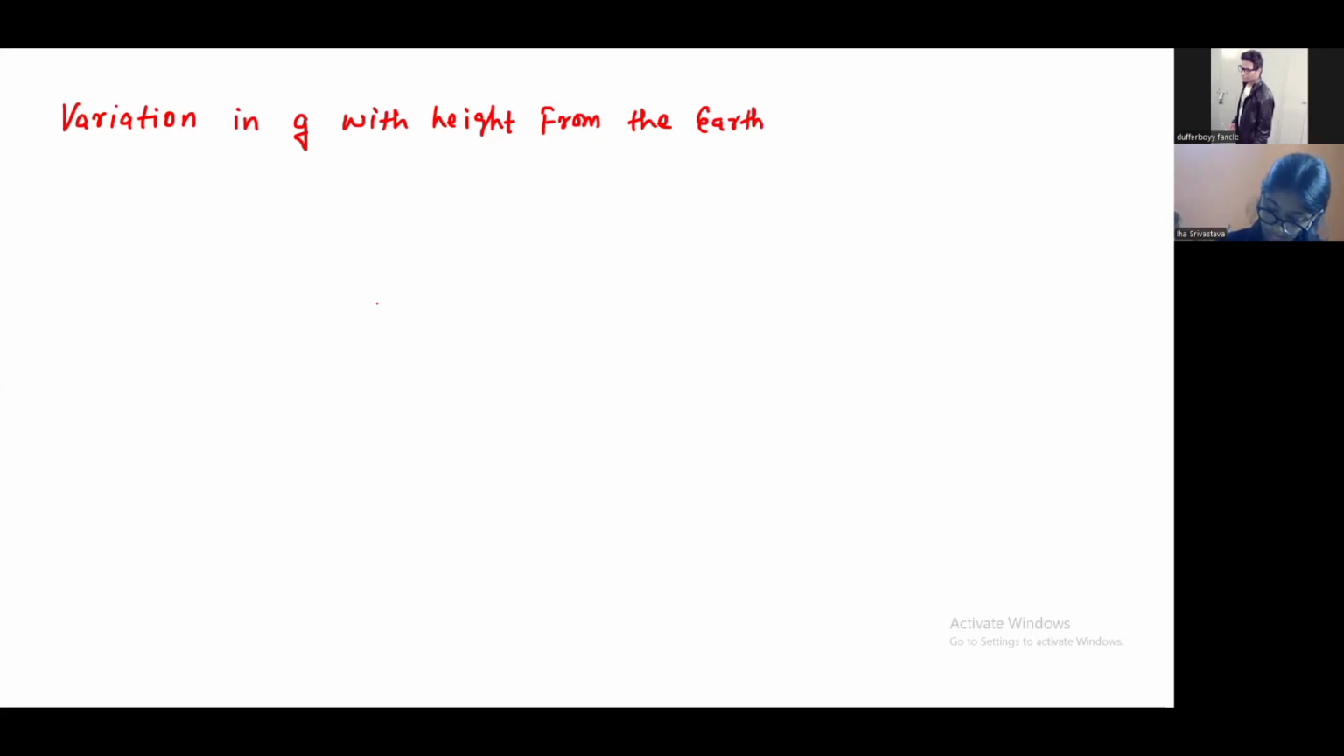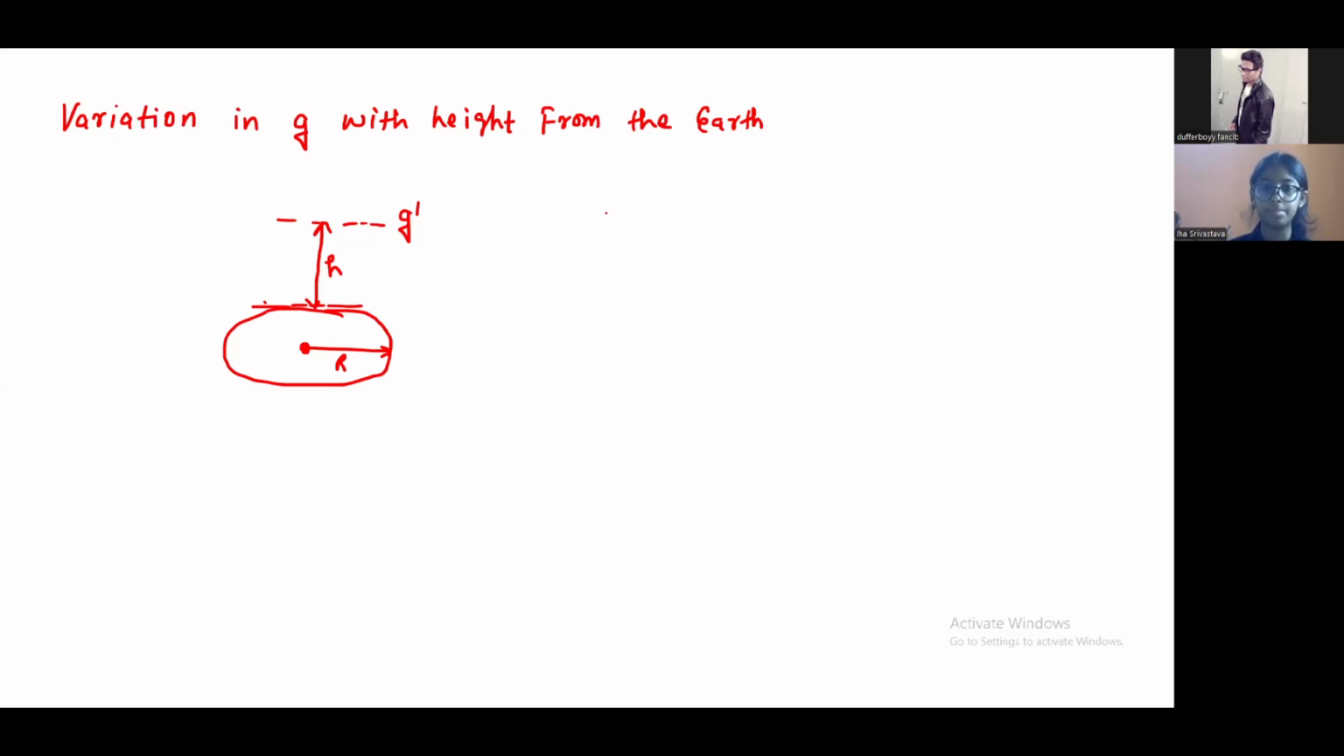Let's suppose that this is the earth surface, this is the earth, and this is the center of the earth, and this is the radius of earth. Now we are moving from the surface of the earth to a height h. When we move to height h from the earth surface, the value of g will change. So we write it as g dash.